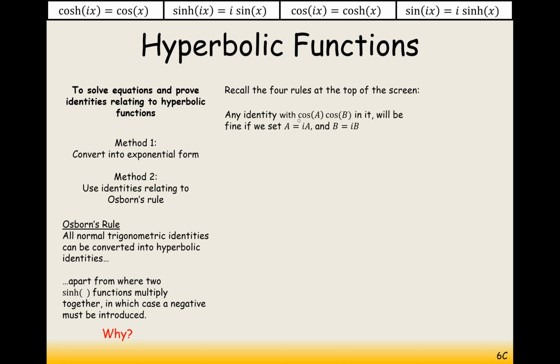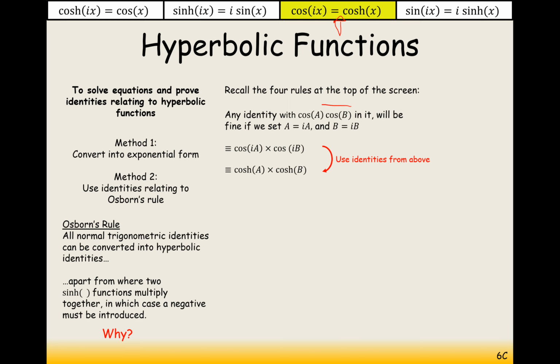Well, any identity with cos A, cos B in it will be fine. And if we set A equal to iA and B equal to iB, we can see that that will stay the same when you do it in hyperbolics. So what I'm going to use is this third identity at the top here. I'm now going to convert my cos iA times cos iB into cosh A cosh B. Use the identities from above, and you've just got cosh A times cosh B.